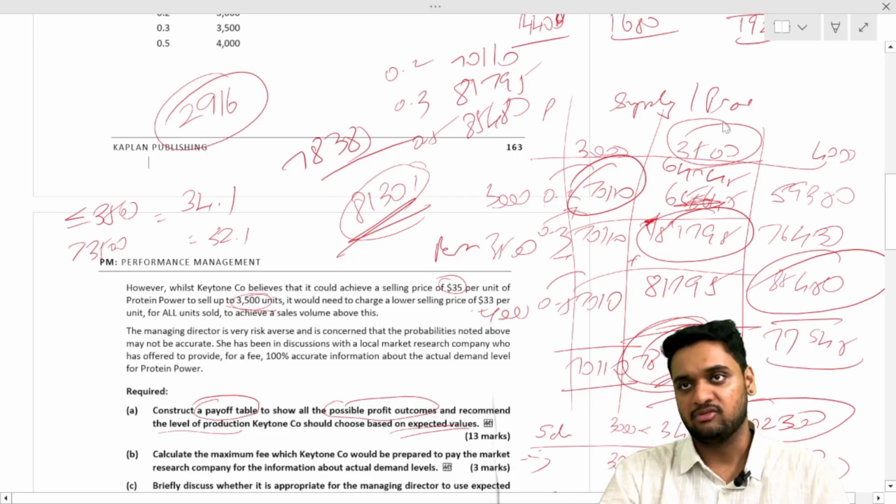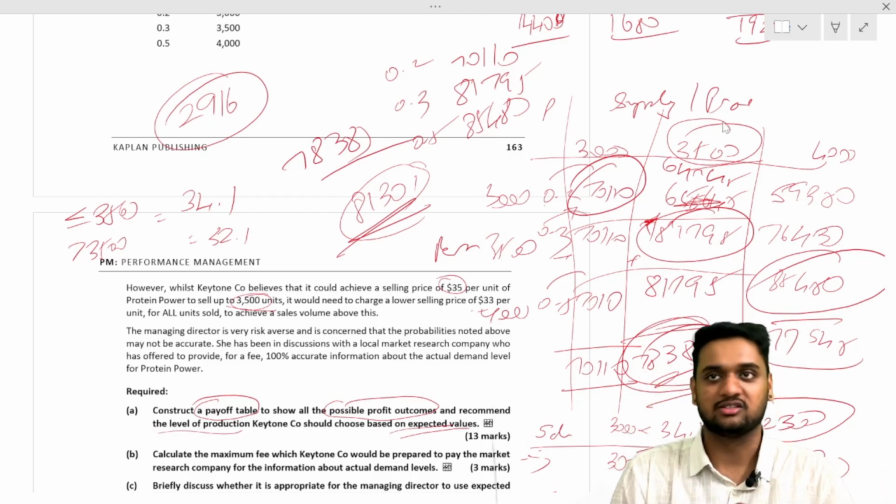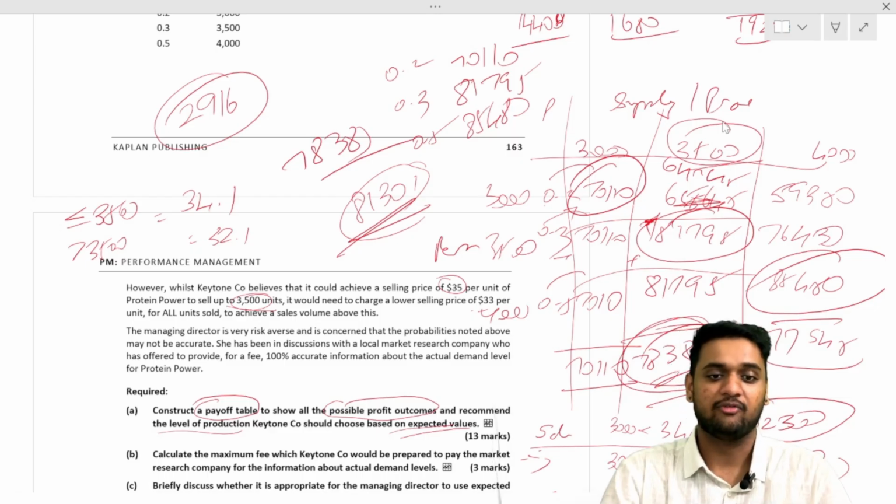If some insurance guy is coming and telling me, daily I'll tell you what to produce, how much will you give me? I can tell him, I will give you 2,916. Understood? This is called the value of perfect information.